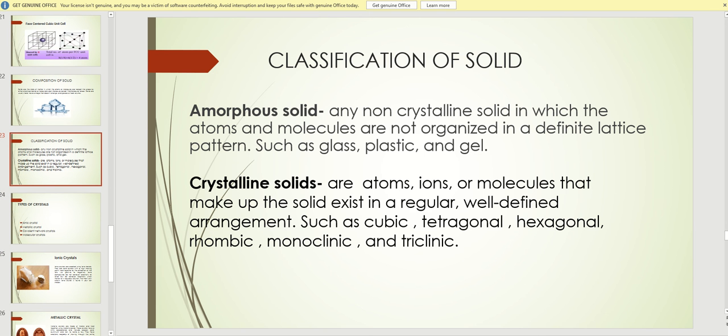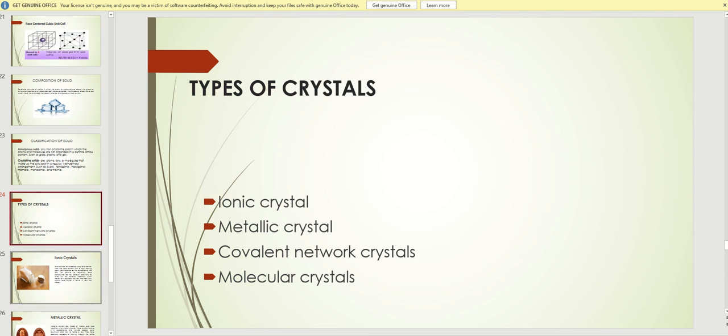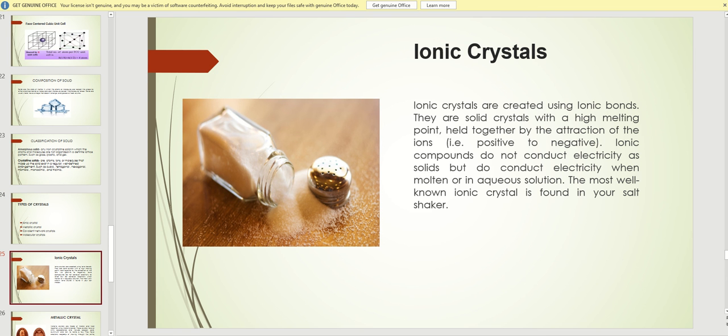Crystalline solids are solids in which the atoms, ions, and molecules exist in a regular, well-defined arrangement, such as cubic, tetragonal, hexagonal, rhombic, monoclinic, and triclinic. Types of crystal. Ionic crystal. Ionic crystals are created using ionic bonds. They are solid crystals with high melting points held together by attracting ions, positive to negative. Ionic compounds do not conduct electricity as solids but do conduct electricity when molten or in aqueous solution. The most well-known ionic crystal is found in your salt shaker.